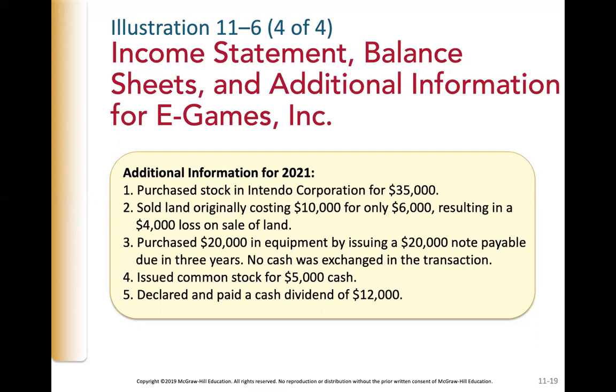Third, they purchased $20,000 of equipment by issuing a $20,000 note payable due in 3 years. No cash was exchanged in this transaction. So this explains the $20,000 increase in the equipment, as well as the $20,000 increase in notes payable. This is a non-cash transaction.